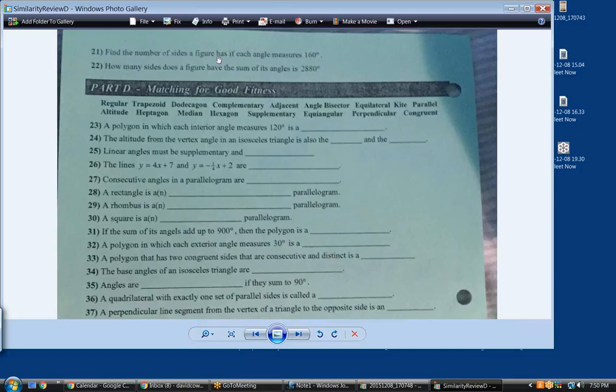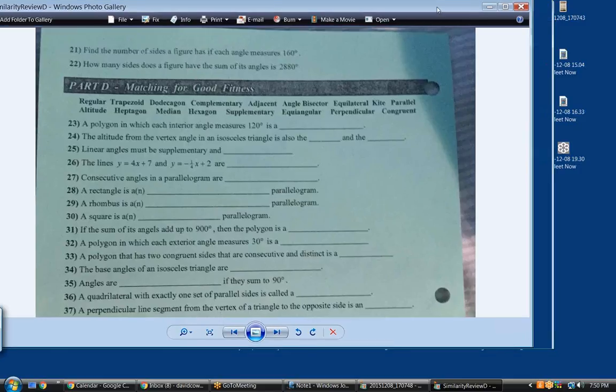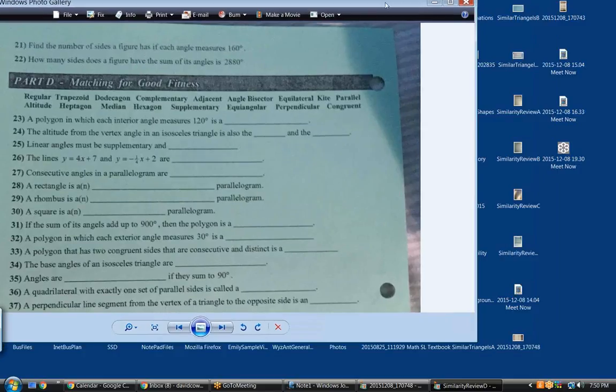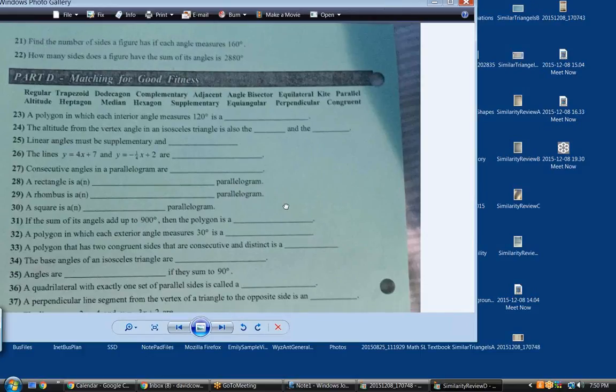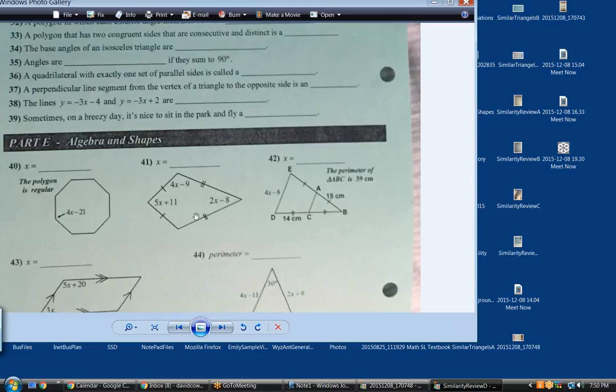How would we do 21? Actually, you know what? I've been through this page before. Let's do the hard ones first. Let's do the ones you're most likely to get on a quiz. I already did 44. Let's go through these, and then when we have extra time, we'll go back and do the word problems. Okay.